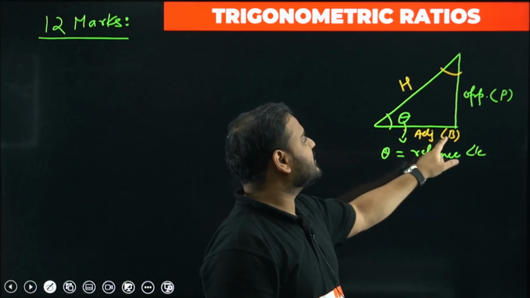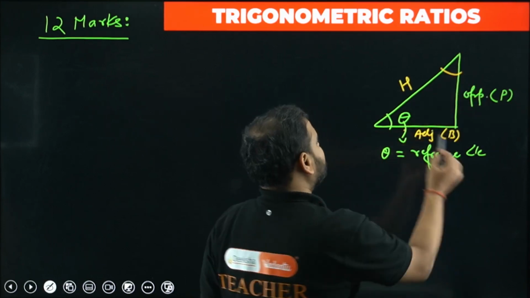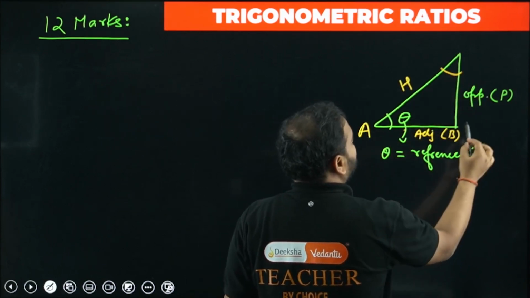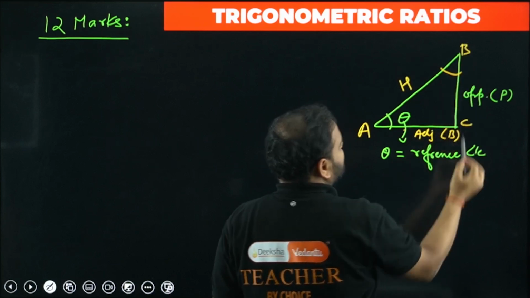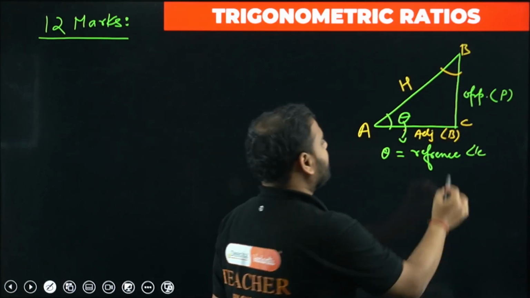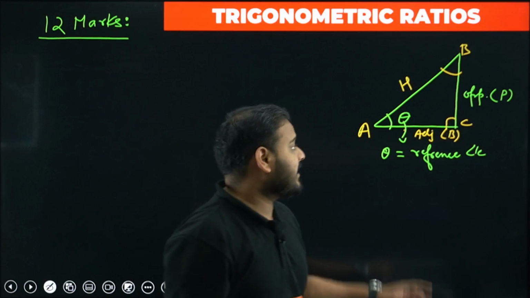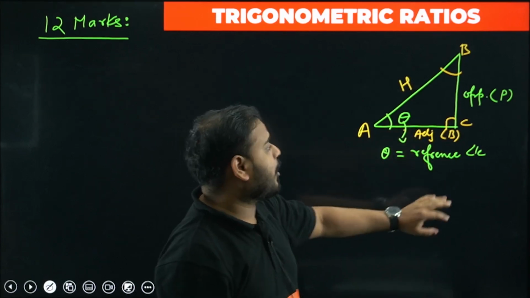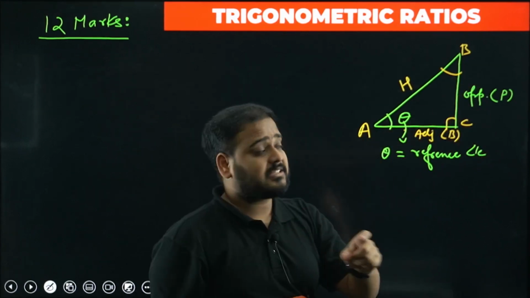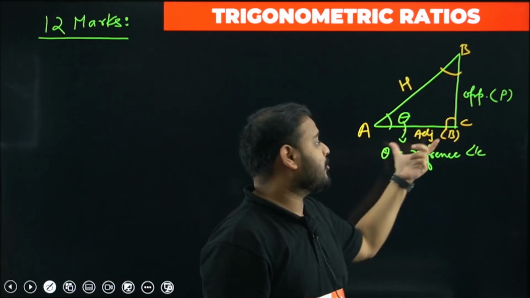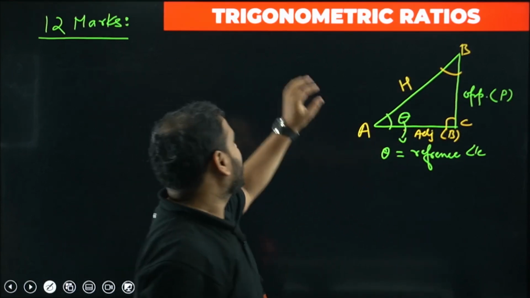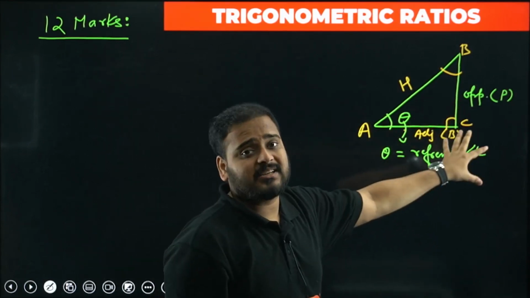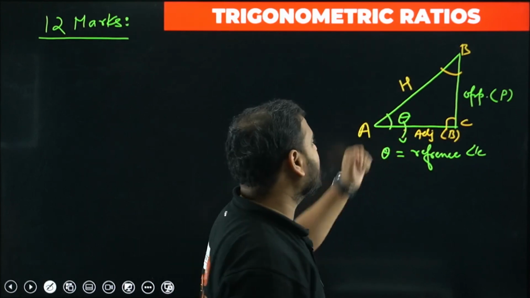This will become opposite, this will become adjacent. Let me write the side names. So A is here, let's call this B, and let's call this side C. So if I take the right angle triangle ACB, if I take the angle A as the reference angle, opposite is BC. Whereas if I take angle B as my reference angle, opposite is AC. Is that clear? Okay. Once this is clear, what did I say? Ratios are the relation between the sides and the acute angle of the right angle triangle.